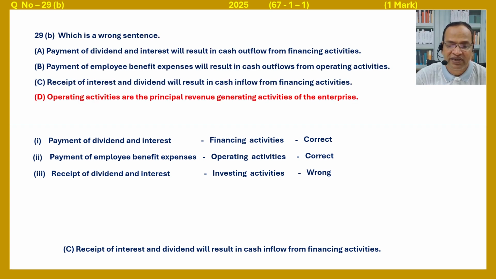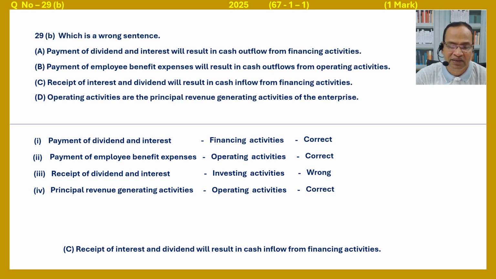Next, operating activities are the principal revenue generating activities of the enterprise. Principal revenue generating activities, operating activities, correct. Therefore, answer is C. Receipt of interest and dividend will result in cash inflow from finance activity.